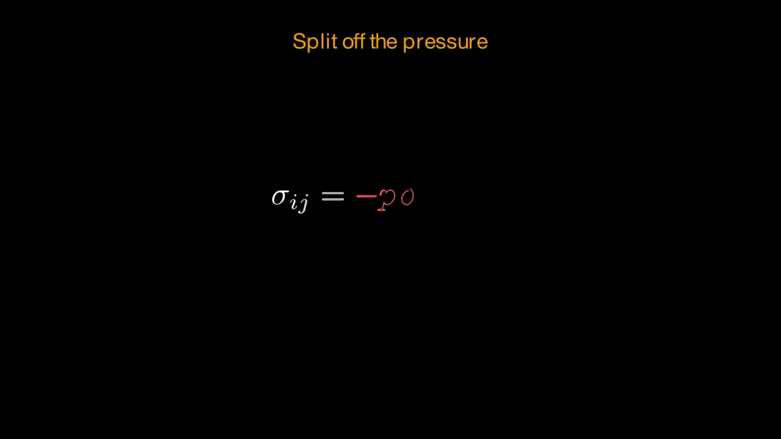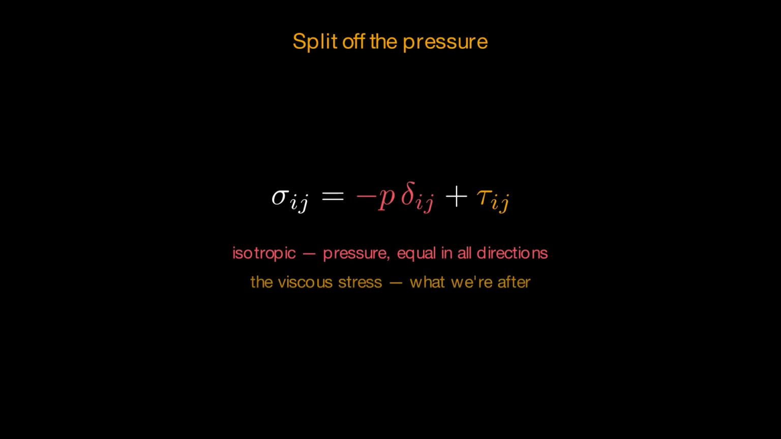It helps to split that tensor in two. One part is the same in every direction, the isotropic pressure, pushing inward equally. That's the minus P piece. Everything left over, the part that depends on direction, is the viscous stress, written tau. Pressure we already handled in the momentum video. Tau is the new force we're after.